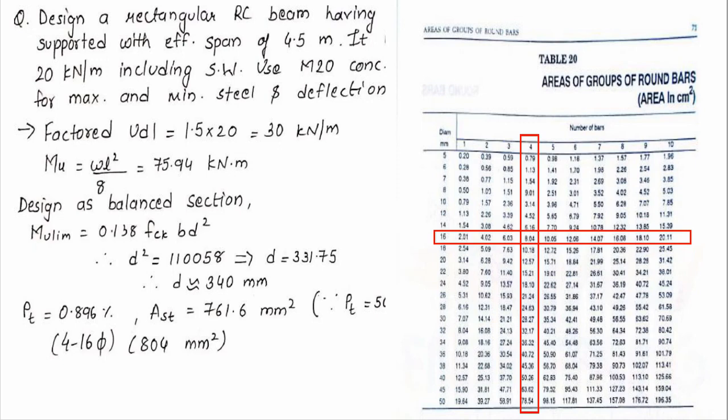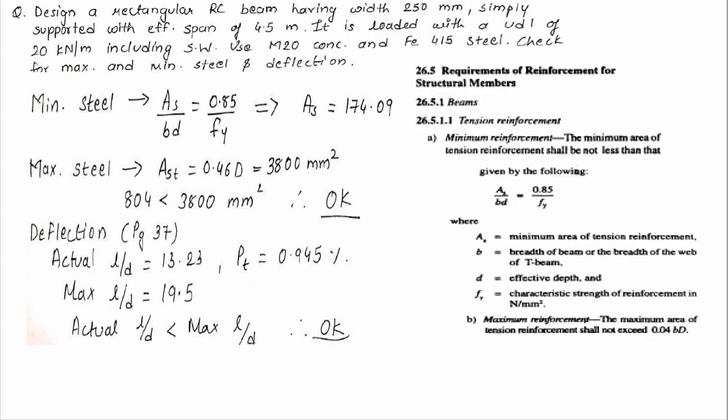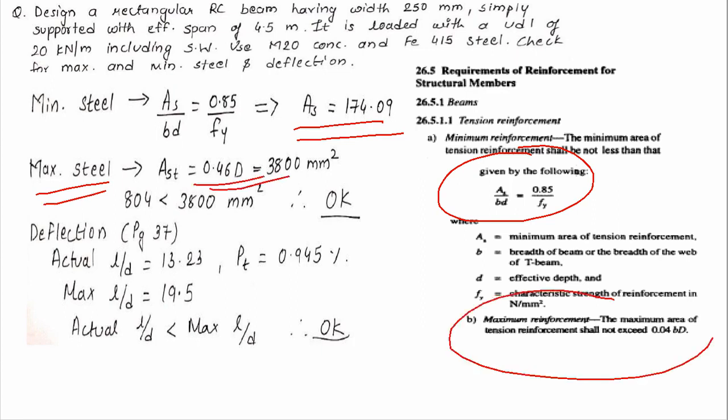Now we will move on to the checks. The first check, as we have seen in the previous question also, is to find the minimum steel. Minimum steel can be found from the page we referred before, that is page number 46 and 47. From those pages we get the equation for minimum steel: As by bd equal to 0.85 upon fy. Substituting everything, we get As equal to 174.09. For maximum steel we will use the equation 0.04 bD.